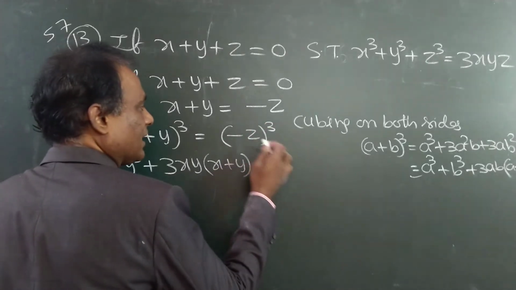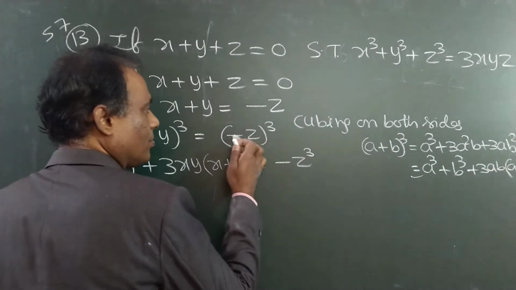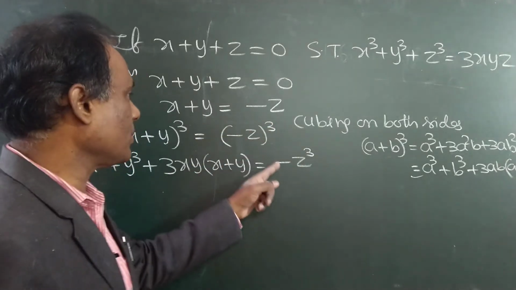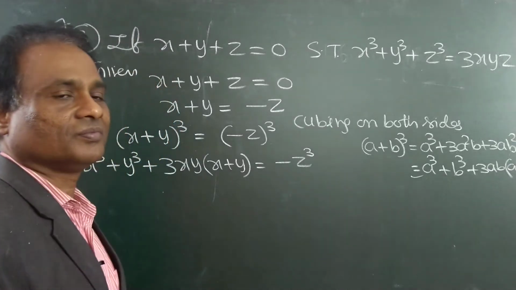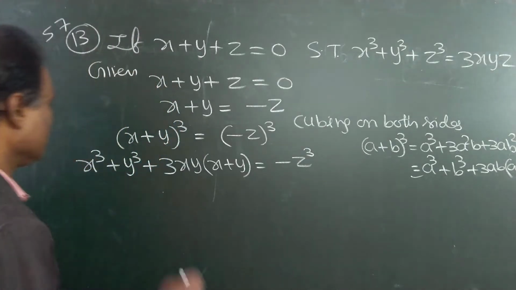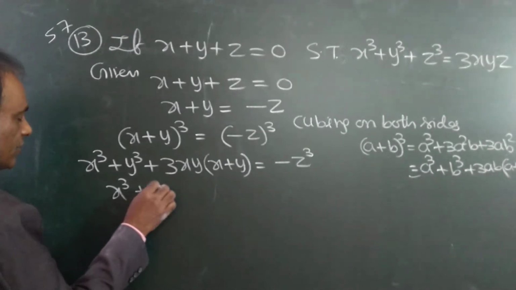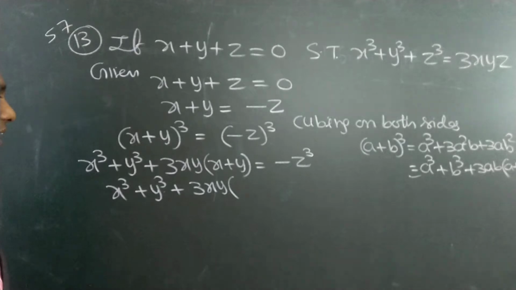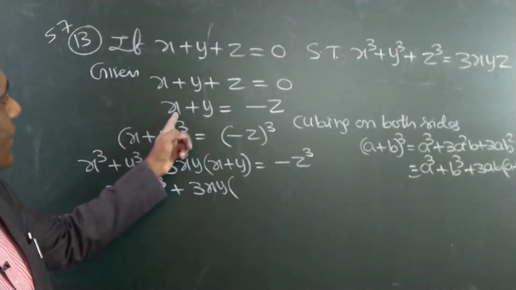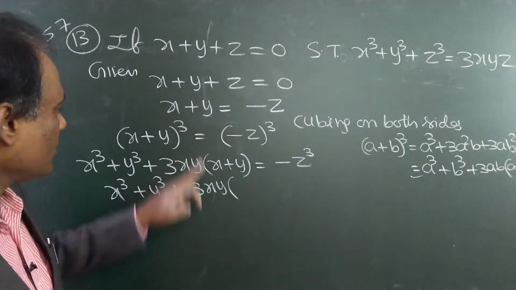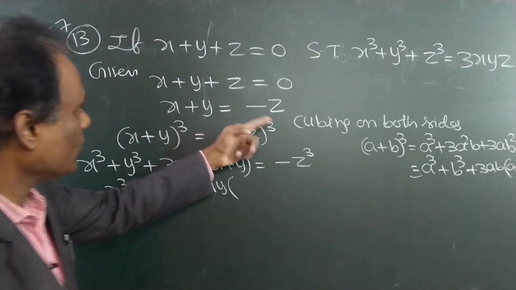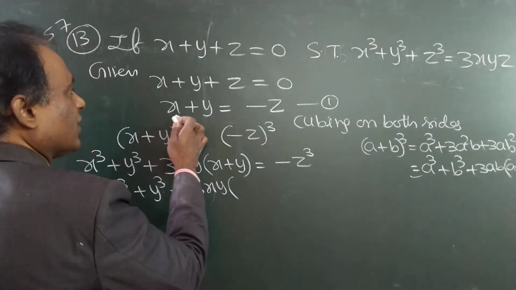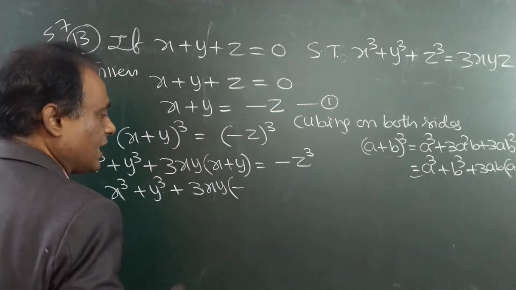Minus z whole cube. Minus cube is minus. Minus 3 times: minus into minus is plus, plus into minus is minus. So minus z cube is x cube plus y cube plus 3xy into y plus z. In place of x plus y, write down minus z. X plus y is equal to minus z. I am writing.